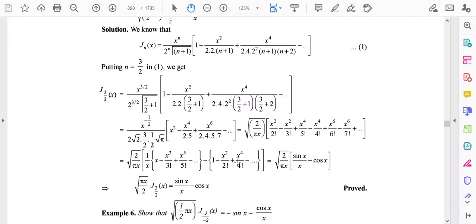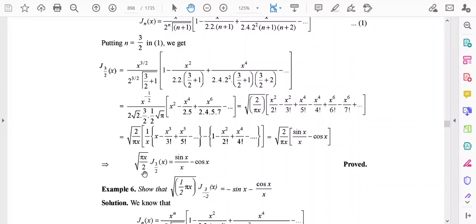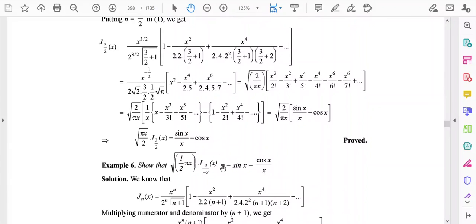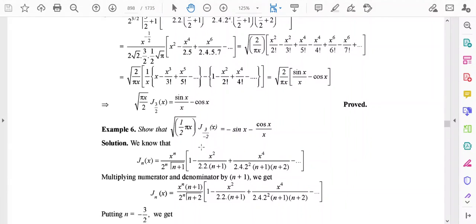Actually we have to keep in mind that the first series is the sine series and the second series is the cos series. So we have to arrange these terms accordingly. So this is 1 by x into sin x minus cos x. So we can show easily that root over of pi x by 2 J 3 by 2 of x is equal to sin x by x minus cos x. And in the similar manner we can also calculate the value of J minus 3 by 2 of x.